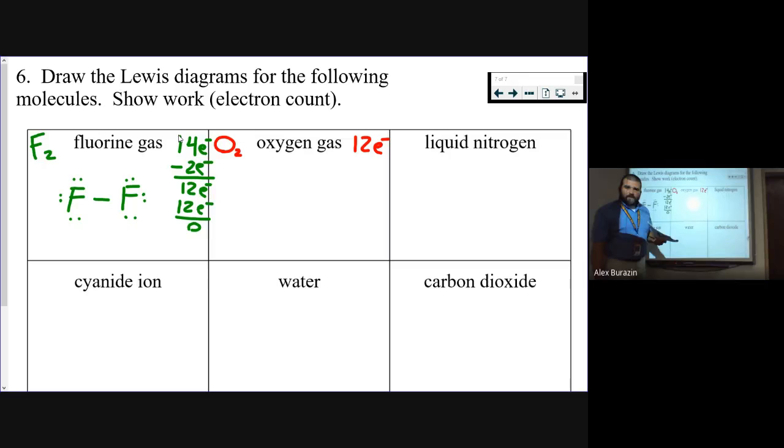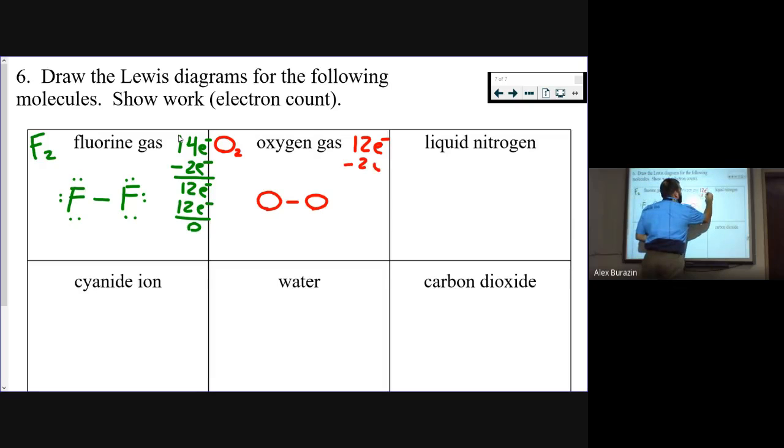Again, there's no central atom, no outer atoms. There's only just 2 atoms, so all we can do is make a line. We don't have to worry about step 1A. Step 2, we need to make a bond. So there's my 2 oxygens. I make 1 bond because you can't have a molecule unless there's a bond. That's going to require 2 electrons. I have 10 left to work with.